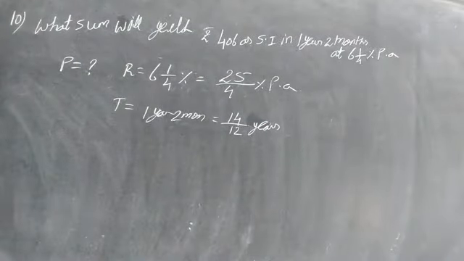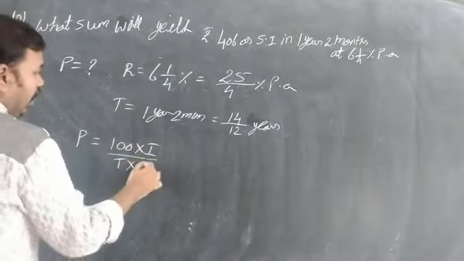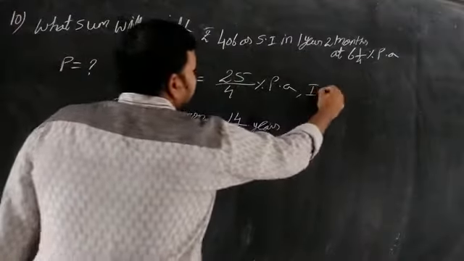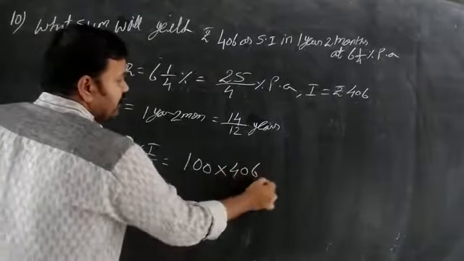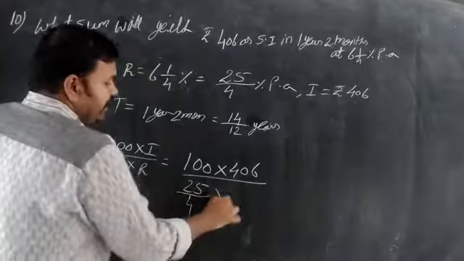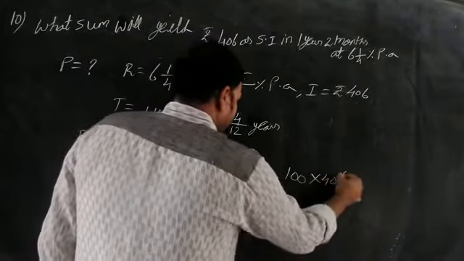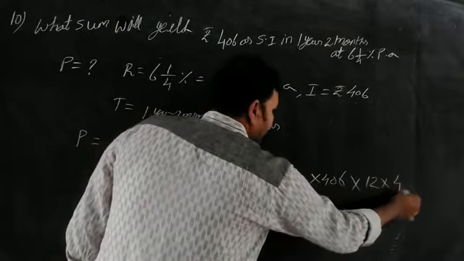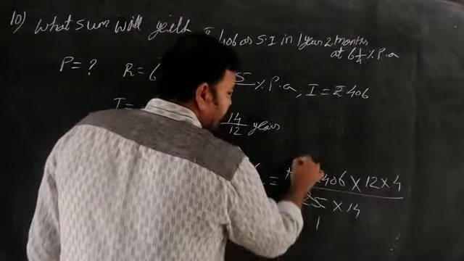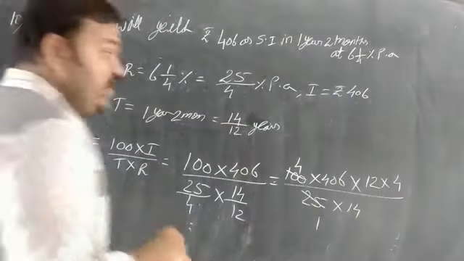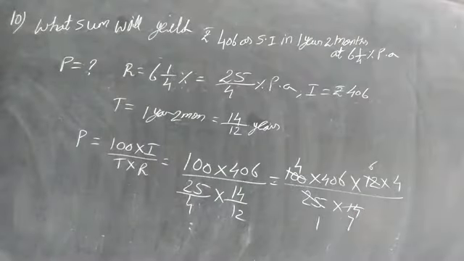Substituting in the formula, P is equal to 100 into I by T into R, where I is rupees 406. So 100 into 406 by 25 by 4 into 14 by 12, which is equal to 100 into 406 into 12 into 4 by 25 into 14. Cancellation in the 25 table: 1 time, 4 times. Again cancellation in the 2 table: 6 times, 7 times.